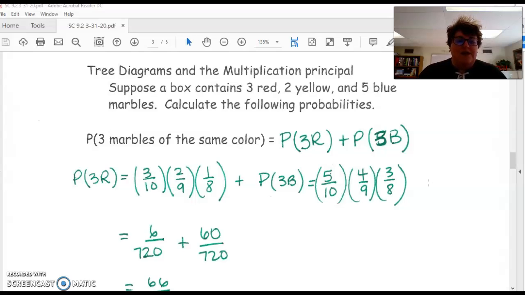So the probability of 3 reds, you have a 3 out of 10, and then 2 out of 9, and 1 out of 8, so each time getting a red, plus the probability of 3 blues, 5 out of 10, 4 out of 9, 3 out of 8.